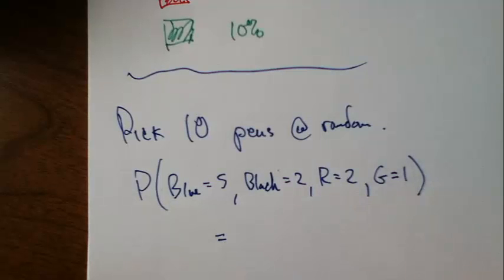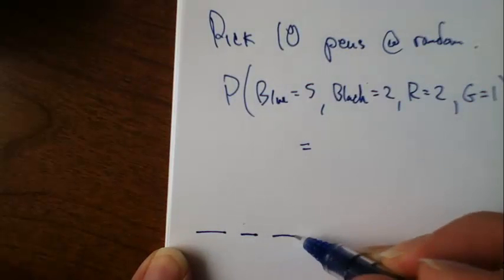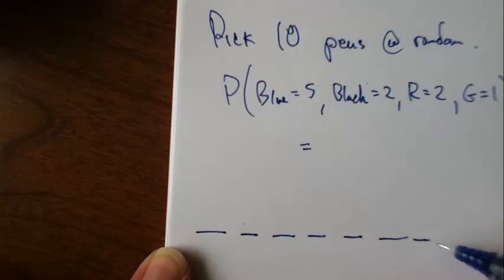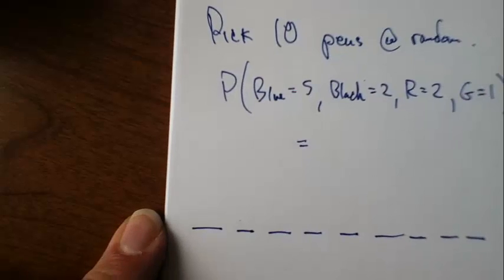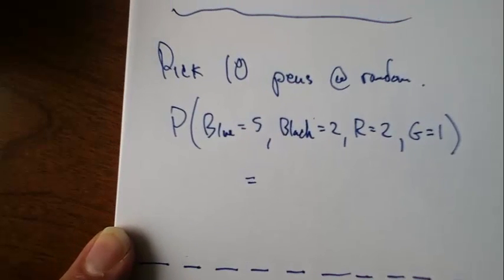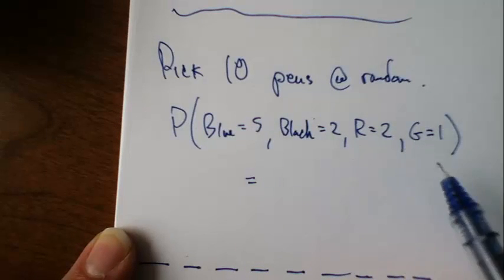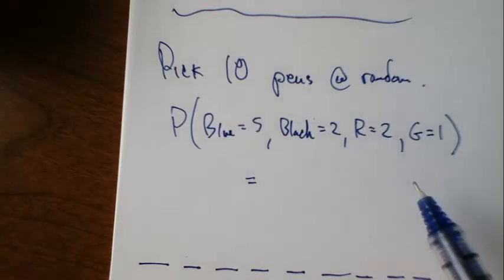Well, let's think about this. Okay, so I've got 10 pens, right? I'm going to do 10 trials. Now, what's the chance that I get 5 blues and then 2 blacks and then 2 reds and then 1 green? Well, that's not too hard to figure out.